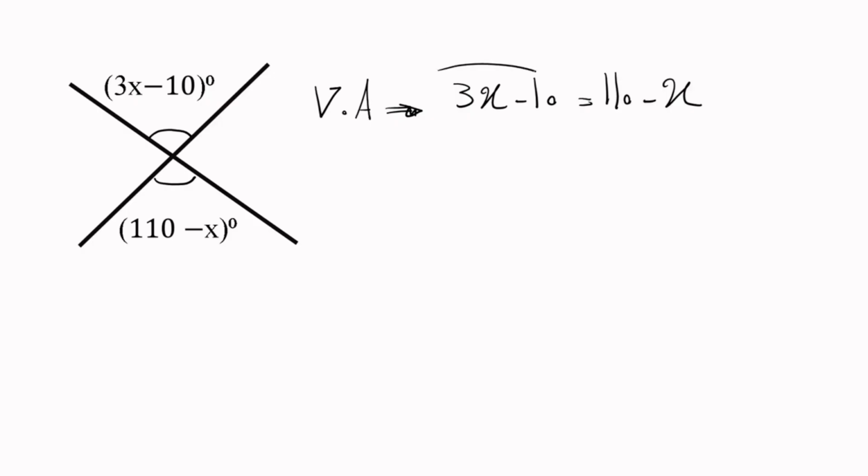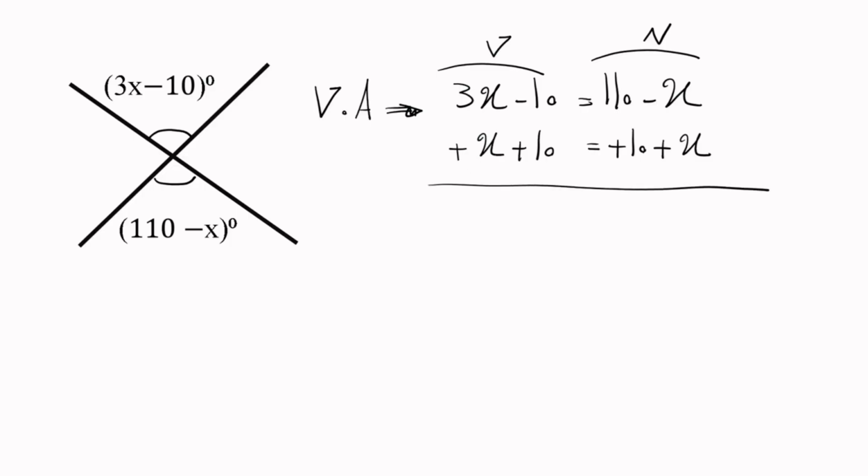I'm going to allocate this side for variables and this side for numbers. Do I have any extra term in the first side? Yes, this minus 10. I must eliminate that, so I'm going to add 10. I must do exactly the same with the second side. What about the second side? Do I have any extra term in the second side? Yes, this minus x is extra. So I must eliminate that. I'm going to add x, and I must do exactly the same with the first side.